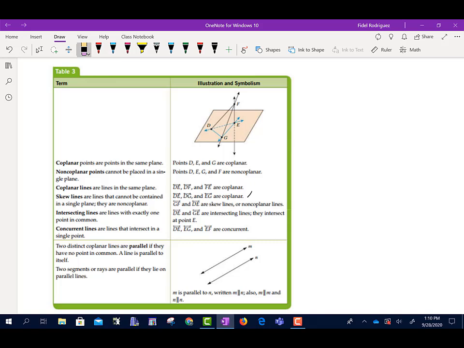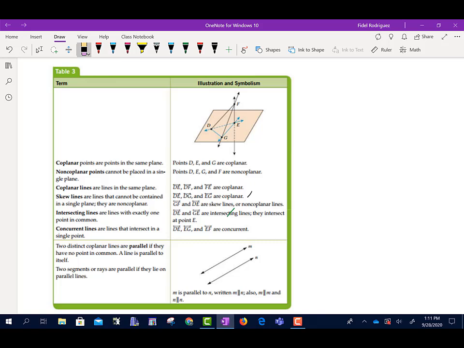Let's see, it says skew lines. Lines that cannot be contained in a single plane are skew lines. So GF, let's see, where's GF? GF is this line right here, okay? And DE are skew lines, okay? Those are skew lines because they're not in the same plane, okay? Let's see, DE, so let me get my green pen, here's DE, excuse me, and GE are intersecting lines. They intersect at this point.